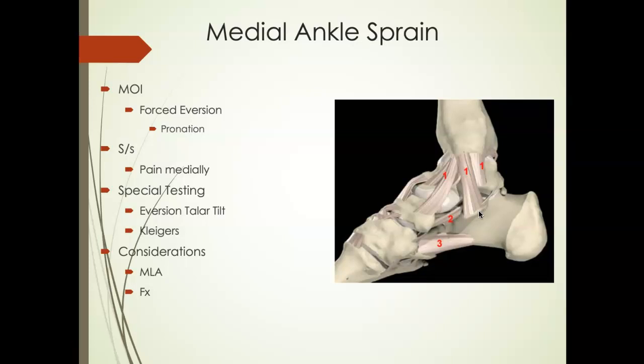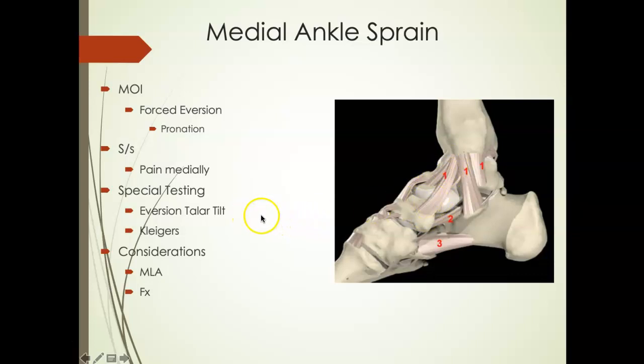So in terms of special testing, remember we talked about the inversion Taylor tilt test for the ATFL and the CFL, right? Well, now we have something called the eversion Taylor tilt test, which is going to assess the deltoid ligament, right? So in other words, we're going to rock that calcaneus out into eversion, and then we're going to do the Kleiger's test. And the Kleiger's test is essentially similar to the eversion Taylor tilt. Its major difference is that instead of using the calcaneus to evert, we're actually going to evert the forefoot. When we do that, what we're doing with Kleiger's test is we're assessing this bundle, right, of the deltoid ligament.